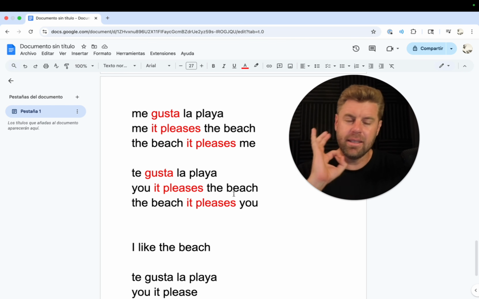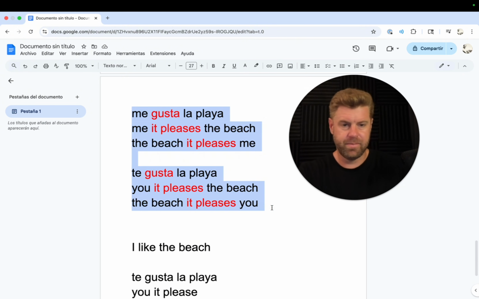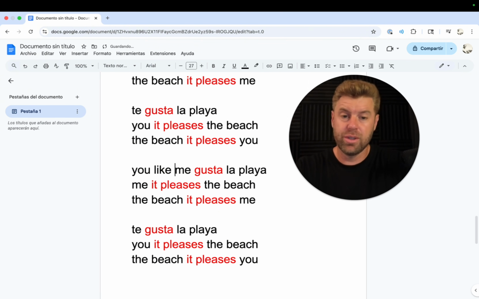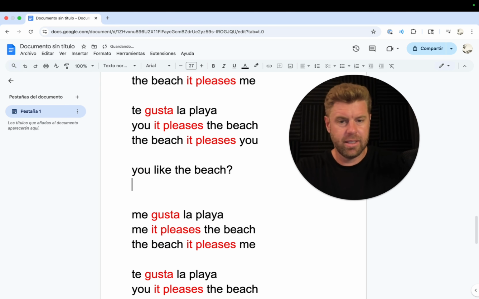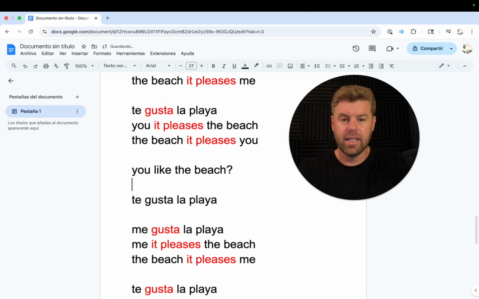Now, let's just make it a little bit simpler. If I remove the word la playa, so I'm going to copy paste both of these. Let's say, do you like the beach? Let's start with that, okay? We're going to remove the word do because it actually gets confusing in Spanish. You like the beach? As a question. You like the beach? And then you say, yes, I like the beach. So it's, te gusta la playa? You like the beach? What am I actually saying? I'm not saying you like the beach. I'm saying it pleases you.